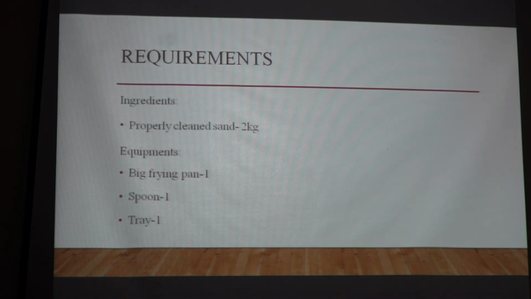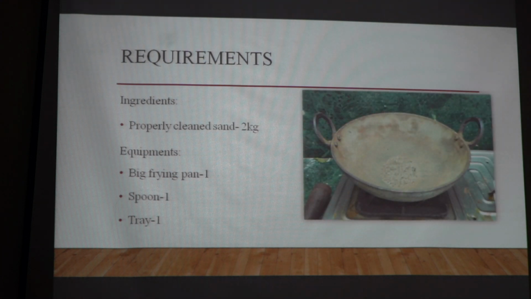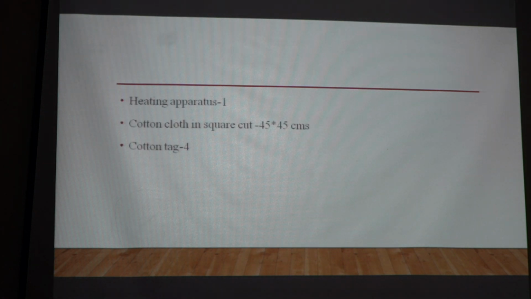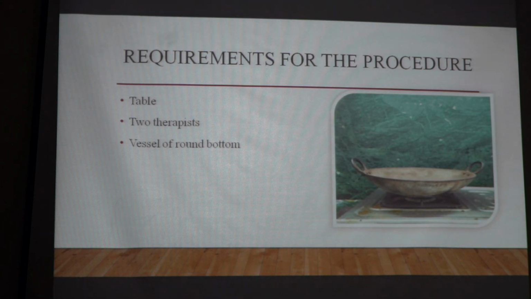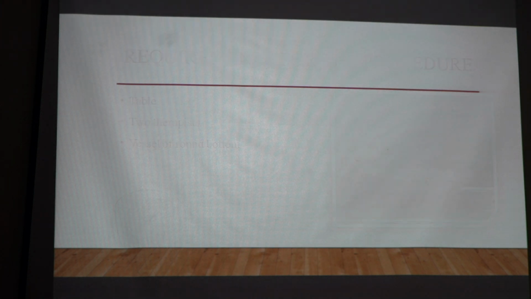What are the requirements? Properly clean sand, around 2 kg. Equipment: a big frying pan for heating the sand, a spoon for stirring it, a tray. Heating apparatus, a stove or induction, cotton cloth, square cut pieces 45 by 45 centimeters, and 4 cotton tapes to tie the potteries. Requirements for the procedure: table, 2 therapists, and a round-bottom vessel.